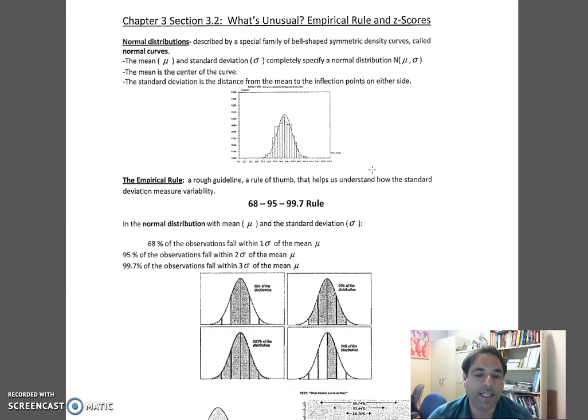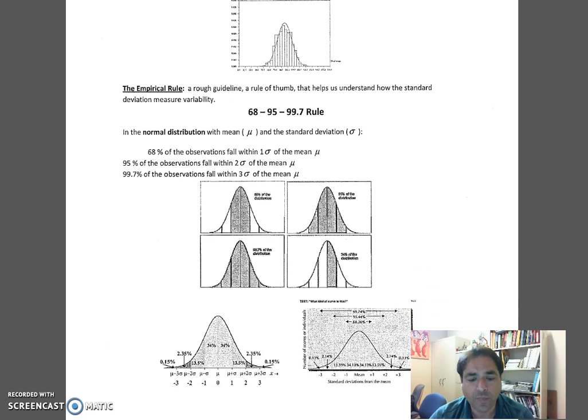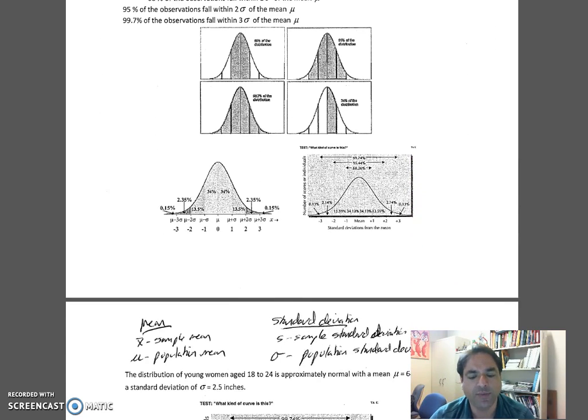there's a pattern. And that pattern is the empirical rule, a rough guideline, a rule of thumb, that helps us understand how the standard deviation measures variability. It's called the 68, 95, 99.7 rule, which means 68% of the observations will fall within one standard deviation of the mean, 95% of observations will fall within two standard deviations of the mean, and 99.7% of the observations will fall within three standard deviations of the mean. So we have some pictures here, but this will make sense once we start getting into it.